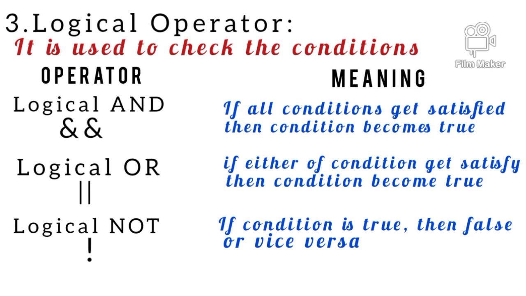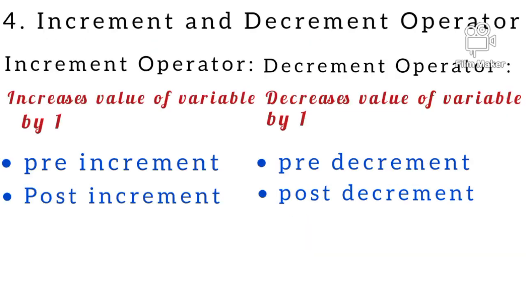So first one is our logical AND. If all conditions get satisfied, then condition becomes true. Then second is logical OR. If either of the conditions gets satisfied, then condition becomes true. And last one is the logical NOT. If condition is true, then it will show false. That means vice versa. Fourth one is increment and decrement operator.